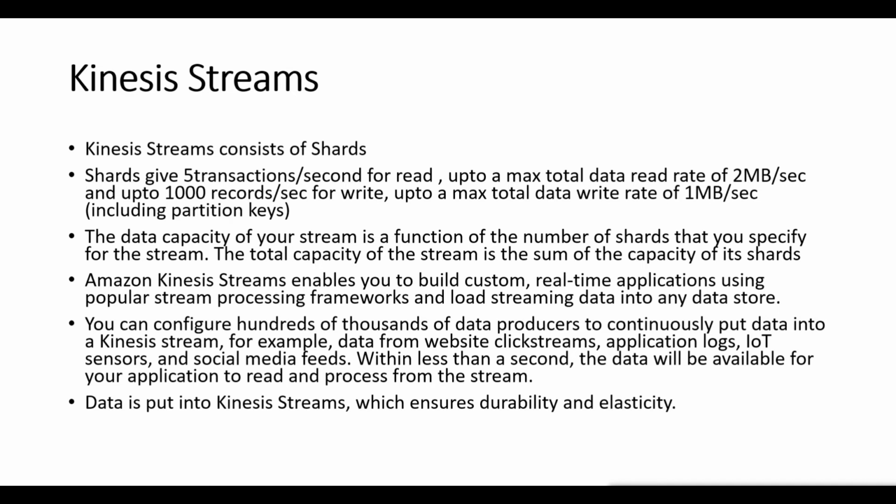Amazon Kinesis Streams enables you to build custom real-time applications using popular stream processing frameworks and load stream data into a data store. You can configure hundreds of thousands of data producers to continuously put data in a Kinesis stream. For example, data from website click streams, application logs, IoT sensors, and social media feeds. Within less than a second, the data will be available for your application to read and process from the stream. Data is put into Kinesis streams, which ensures durability and elasticity.